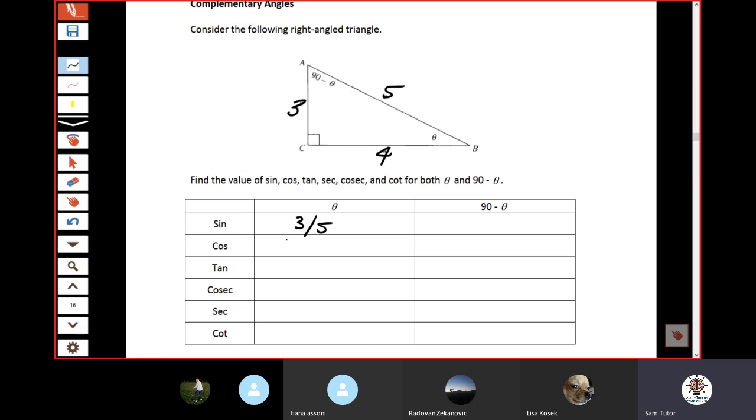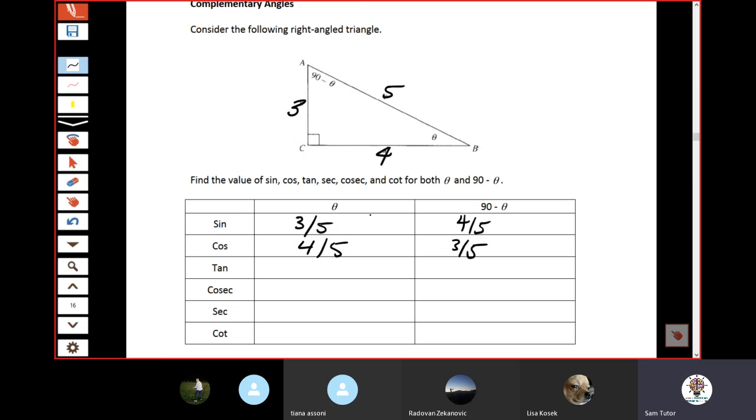And then sine 90 minus theta, so the angle up here, whatever this angle would have been, you would have said opposite over hypotenuse. So this one would have been 4 over 5. Cos theta, adjacent over hypotenuse, would have been 4 over 5. Cos 90 minus theta, from this angle, would have been adjacent over hypotenuse, so 3 over 5. Anybody lost at what I'm doing?